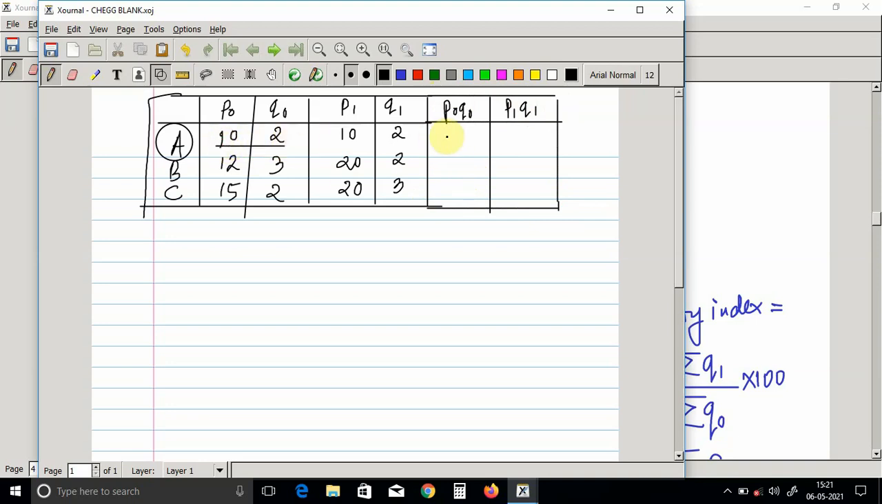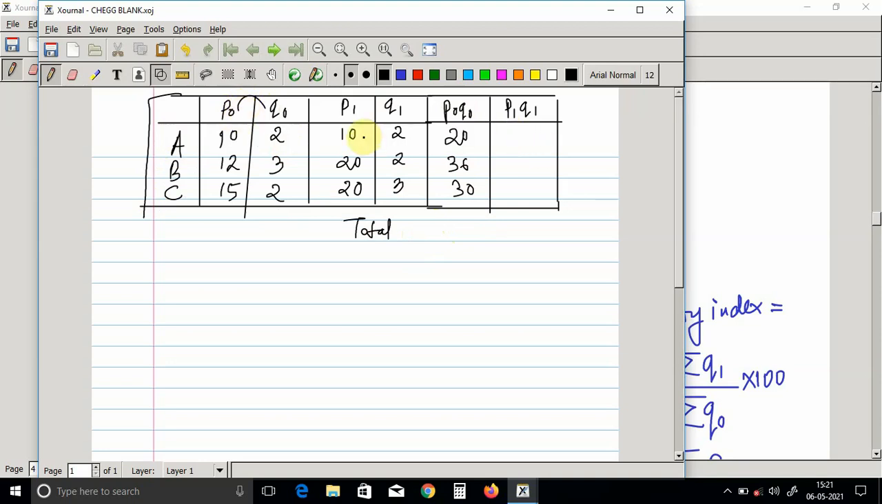So 10 into 2, so this is 20, 36, 30. So this is for base year. So base year में total bill, how much money I had spent to purchase these three commodities. So it is totally decided by the quantity. So its value. I hope the word value is clear to everyone. So what I am doing, the price into quantity is going to give you the value. यहाँ पे value का idea मेरा यही है.